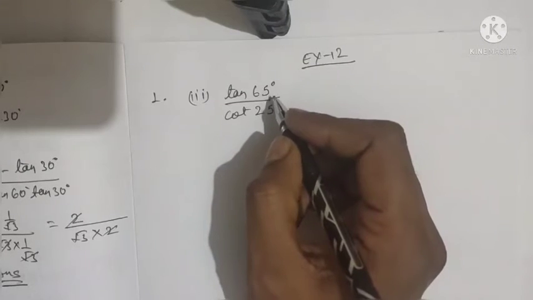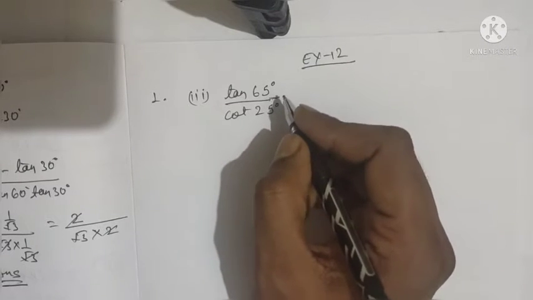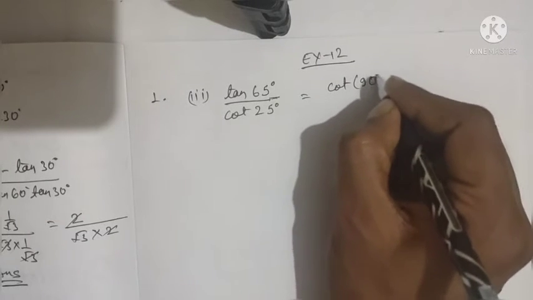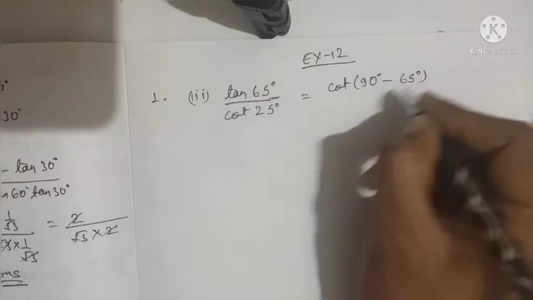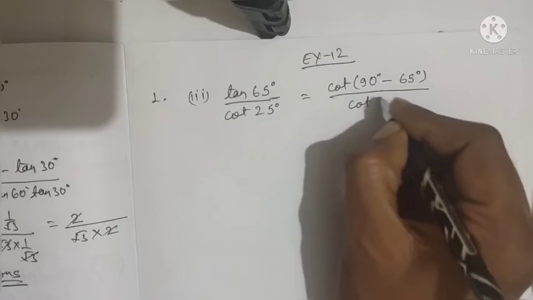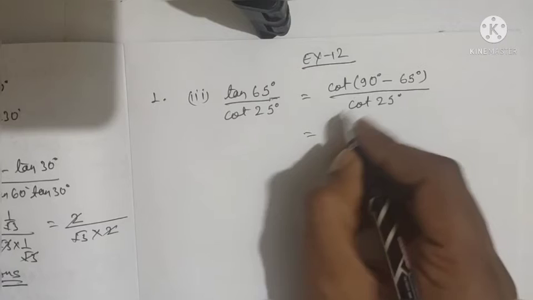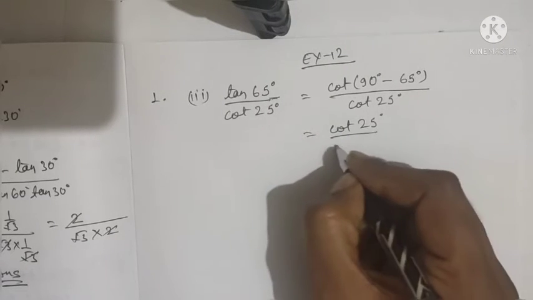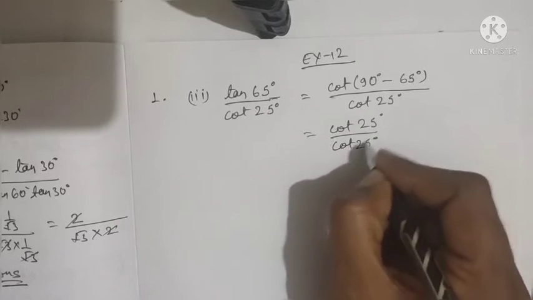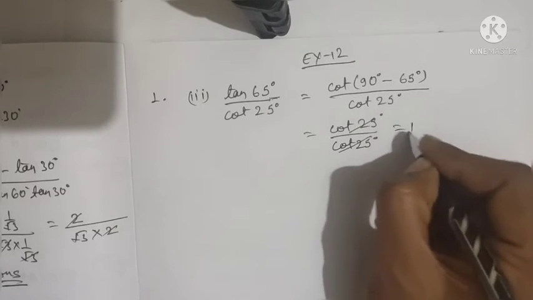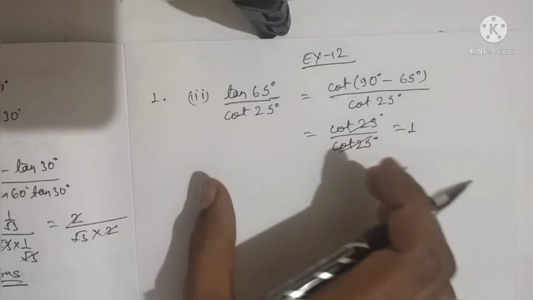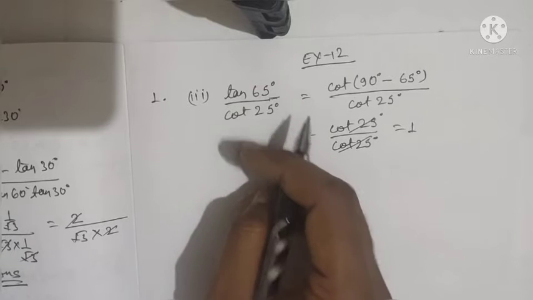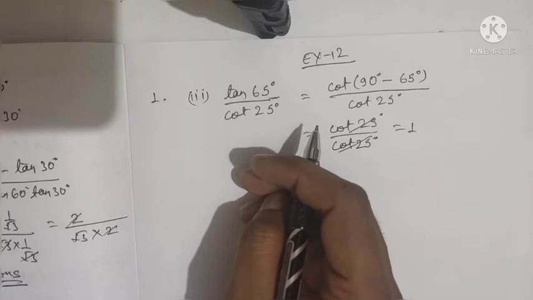Now as we know that tan theta is equal to cot (90 minus theta), so we can write it as cot (90 degree minus 65 degree) by cot 25 degree. Then 90 minus 65 becomes 25, so cot 25 degree by cot 25 degree is equal to 1. Simple. All you need to know in this type of question is to convert any one of these two trigonometric ratios. Okay.